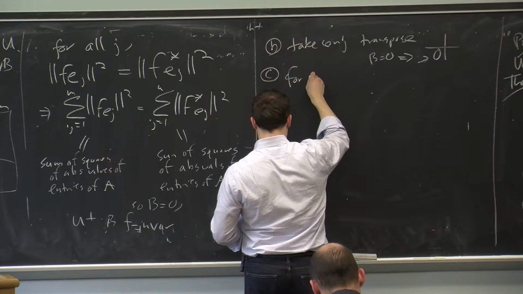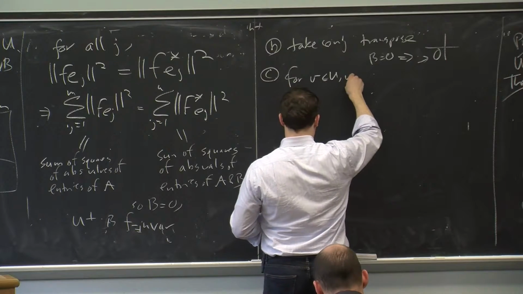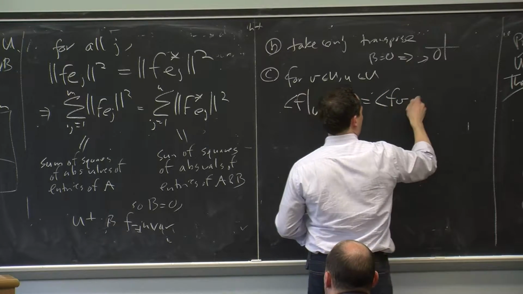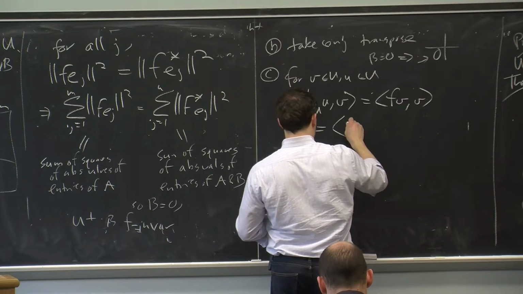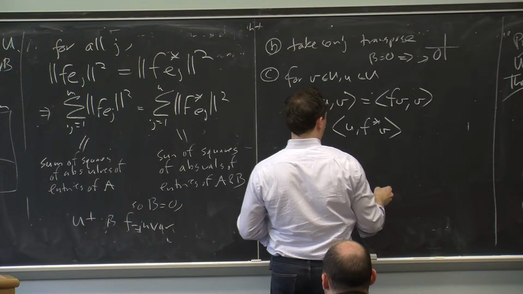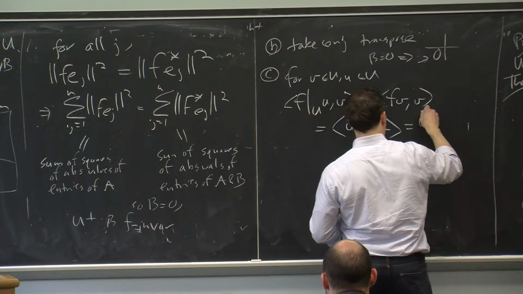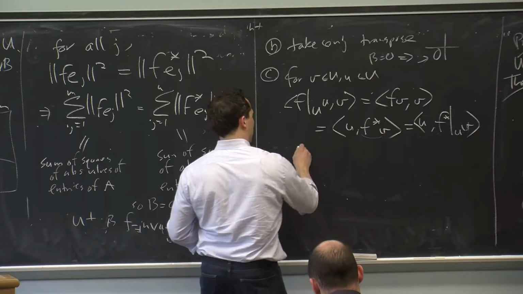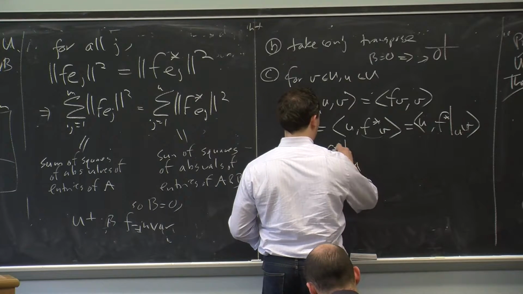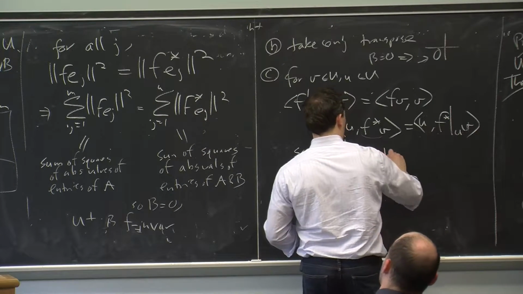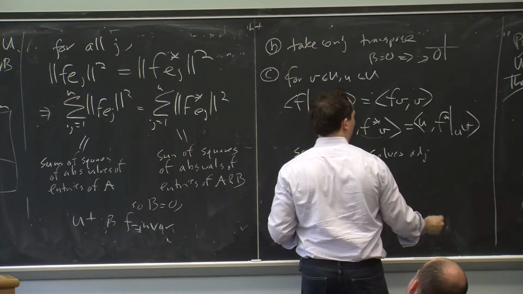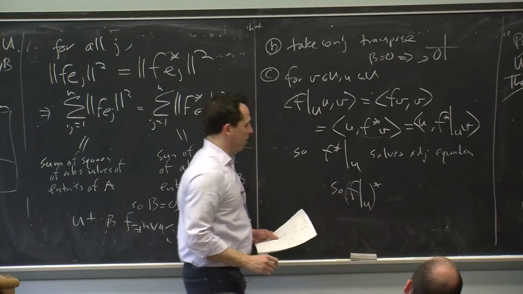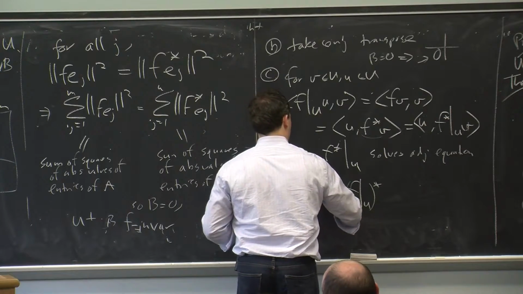C, if I take any v in U, u in U, the inner product of F restricted to U of u and v is equal to F of u, v by invariance, is equal to u, F star of v. And this is something in U, and that's equal to u, F star restricted to U of v. And so that just says that this thing, F star restricted to U, solves the adjoint equation. That is, it's a thing to plug in here to make these two inner products equal. So it must be equal to the adjoint, whatever it is, of F restricted to U.